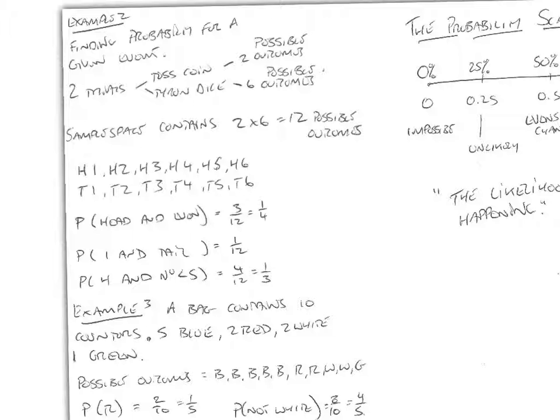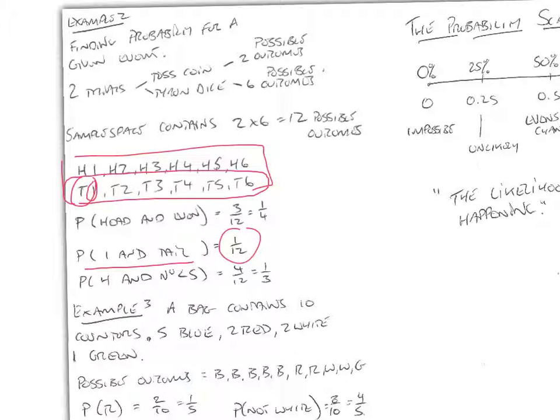Let's look at the probability of a 1 and a tail. We'll just consider the tails here, and there's the 1 and the tail. Out of the 12, it's 1 in 12. A head and a number less than 5, so this one, this one, this one, this one. So there's 4 favourable outcomes out of the total sample space of 12, so that's 1 in 3.